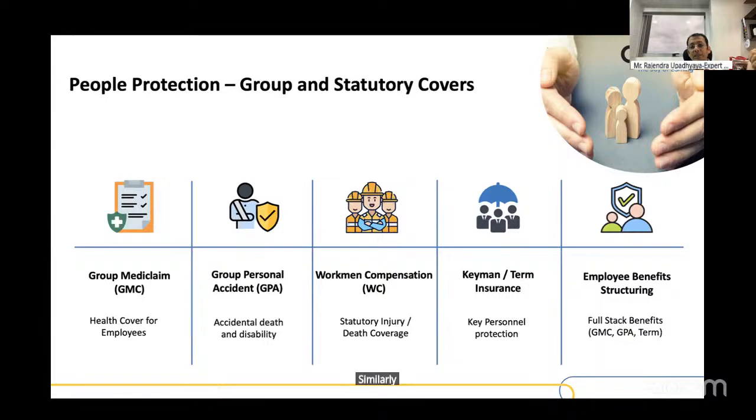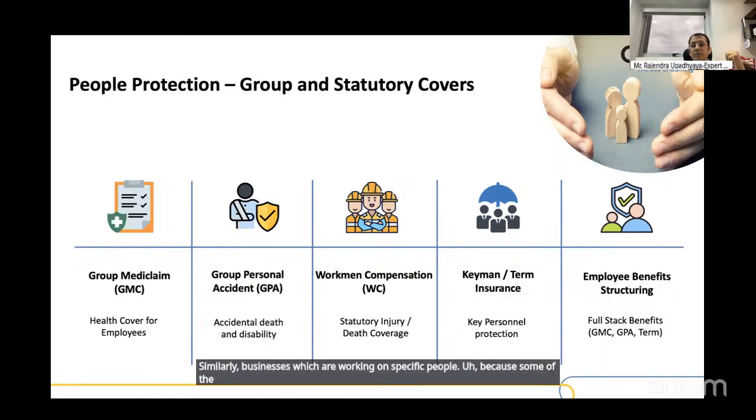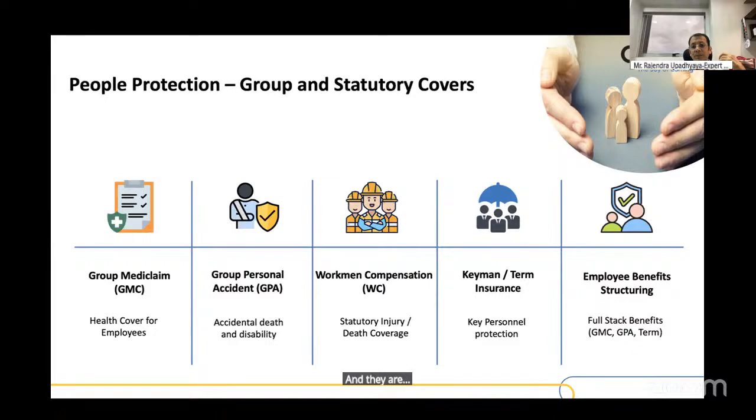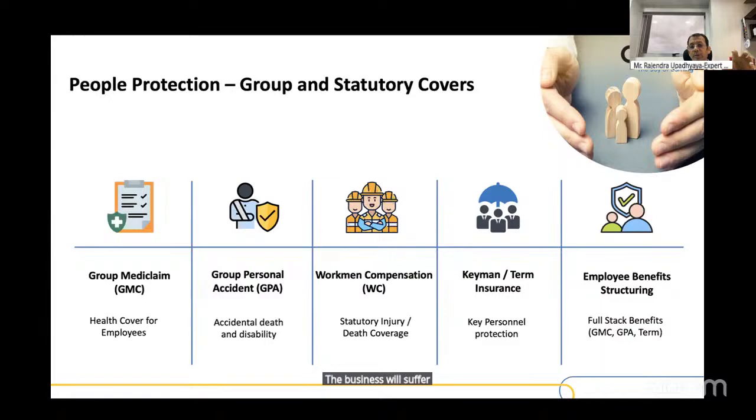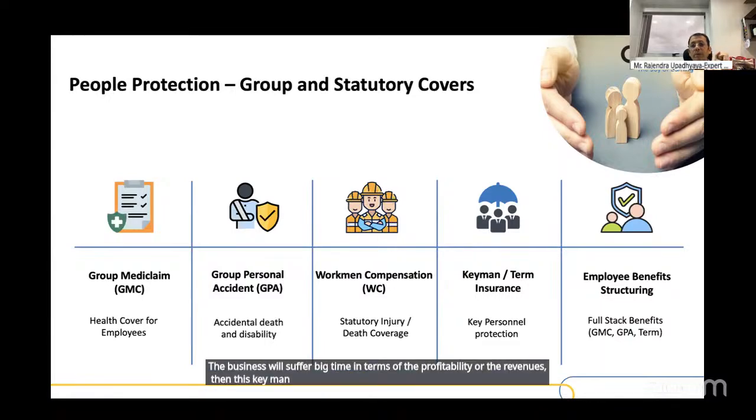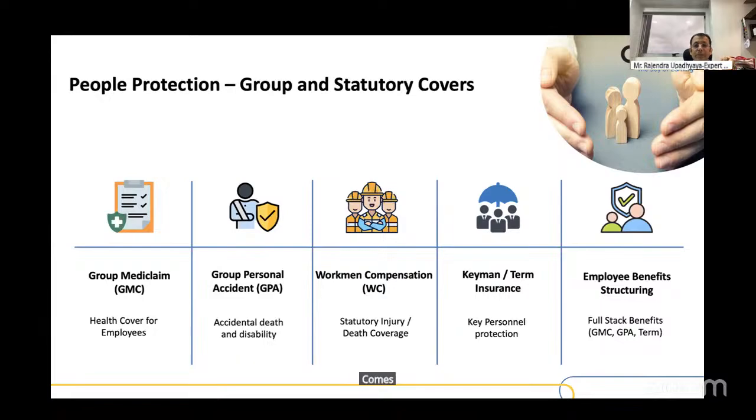Similarly, there are businesses which depend on specific people. Some of the directors or promoters running the business may be those on whom the business success depends specifically. If one believes that in the absence or death of any such promoter, the business will suffer big time in terms of profitability or revenues, then this policy also comes into the picture.